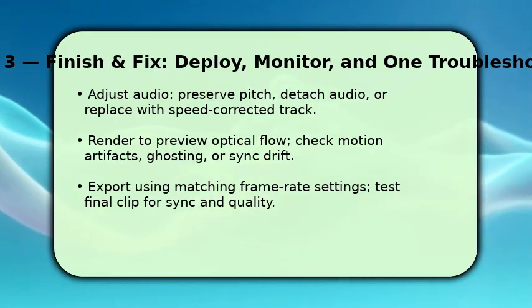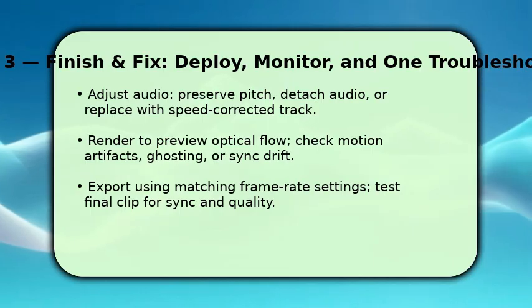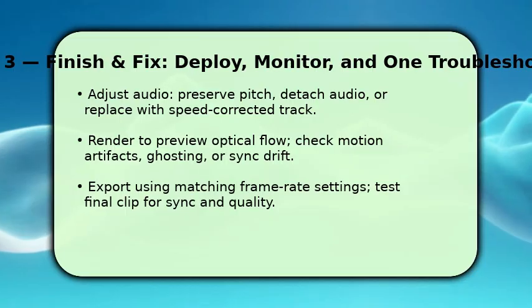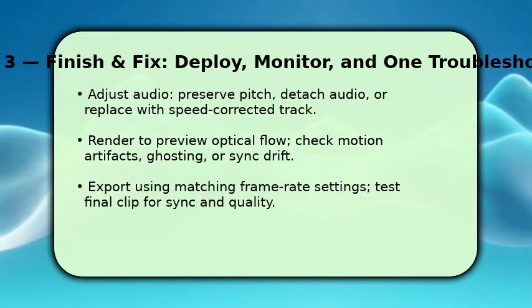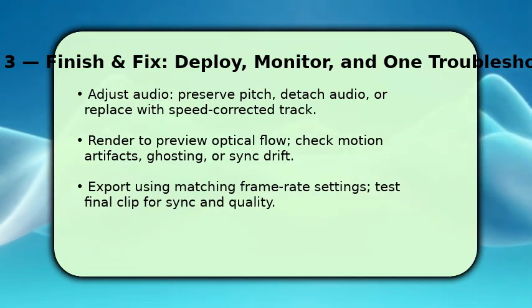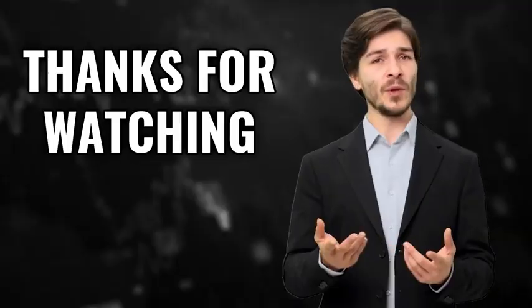Inspect for artifacts, ghosting, or sync drift, then tweak retime or blending as needed. Once satisfied, export with project frame rate settings that match your timeline to avoid jitter. If problems persist, re-render the segment with a different quality option, and consider converting source clips to a common frame rate before reapplying retime.